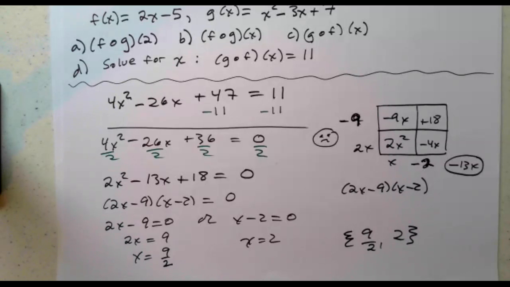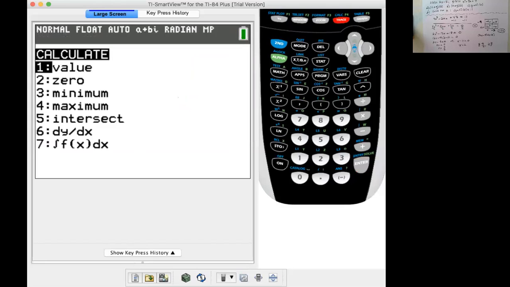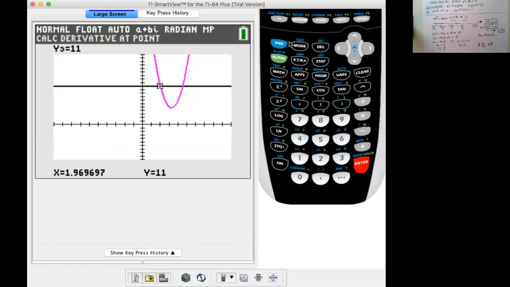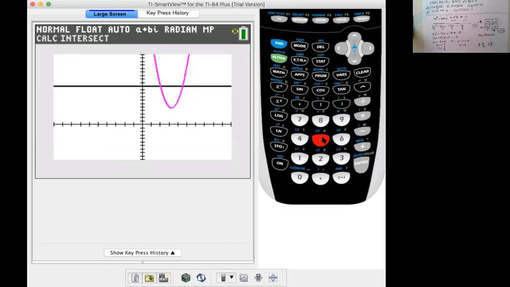Let's get the other one. Second calc, intersection, which is 5. First curve, now I'm going to get closer to the second intersection point. So there's the first curve, the black one, 11. The second curve is the pink one. The guess, move it close to where it crisscrosses. What will it give me? 4.5, which is 9/2. So that's really nice.